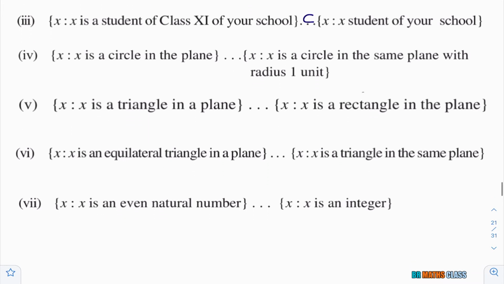Okay, now come to this bit. X is a circle in the plane. When it comes to circles, different radii will be there. This is the circle of radius 1 unit. This is the circle of radius 2 units. This is the circle of radius 3 units. Like that, circles with different radii will be present in the first set. It may be of any radius. In this set, is a circle of radius 4 there? Yes, it is a circle in a plane. Circle of radius 10 units is present in this first set. So this set contains all the circles in that plane.